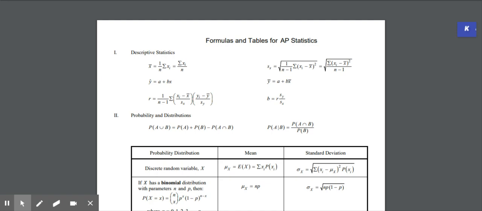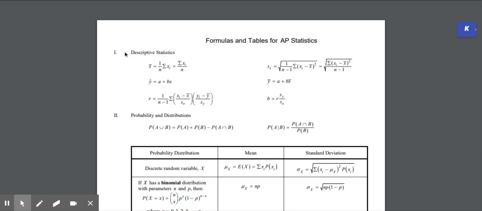Hi, everybody. Here in front of us is the formulas and tables for the AP Statistics exam for 2020. I'm just going to take you through it here and talk about what I think will be most useful, what will be possibly useful, and then what is definitely not going to be on there.